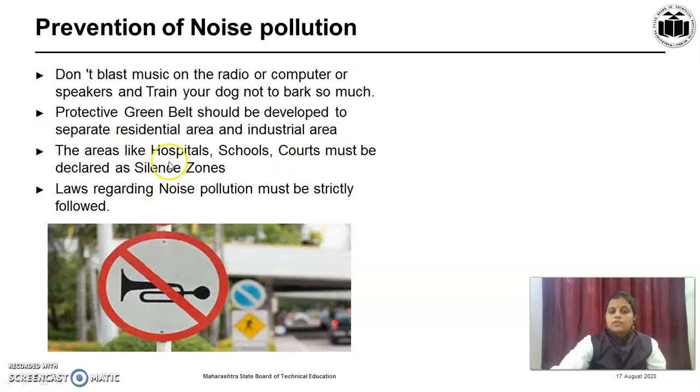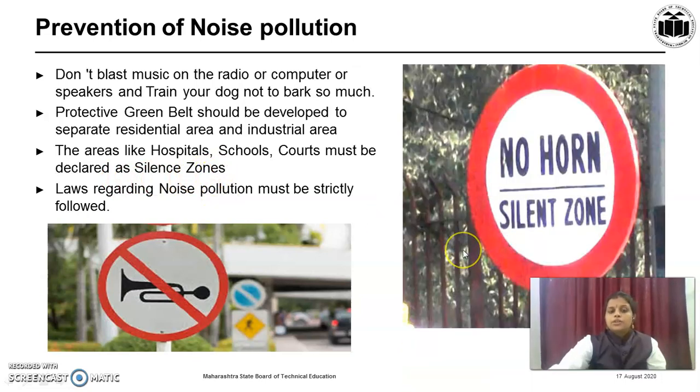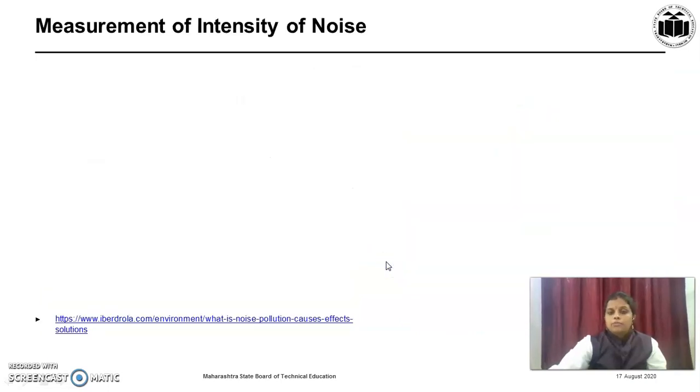Areas like hospitals, schools, and courts must be declared as silence zones. Laws regarding noise pollution must be strictly followed. These are all the preventive measures of noise pollution.